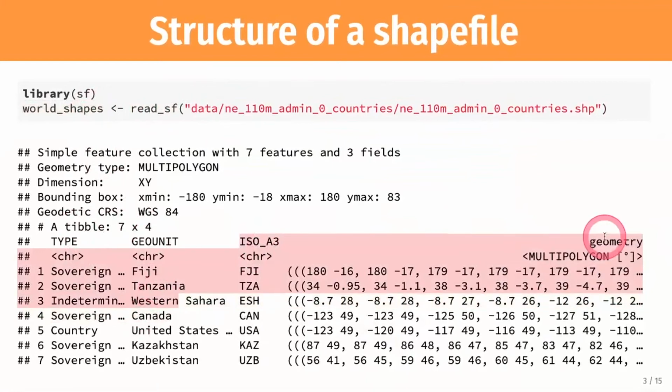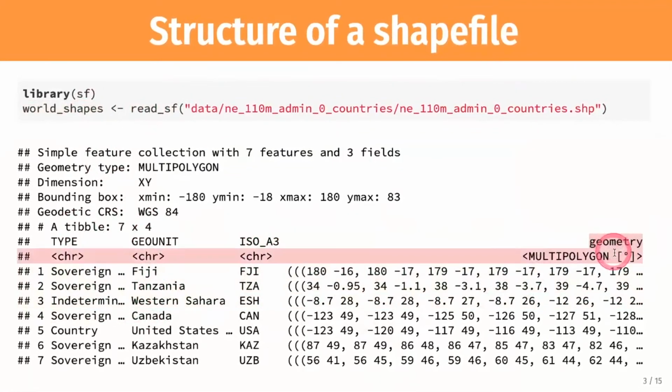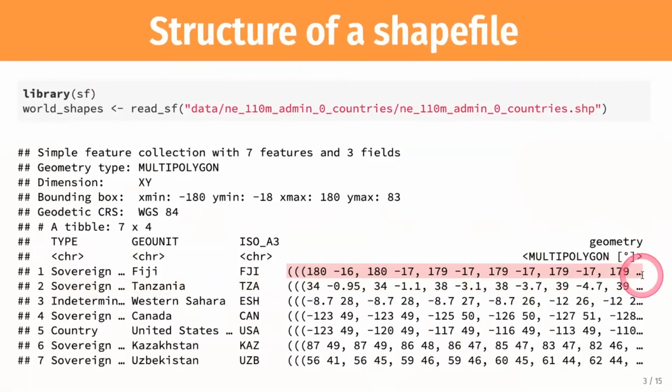But there's this magical column at the end called geometry. And if you look at it, it looks completely different from regular data. That's because this is the geographic data itself. This is the WGS 84 projection. This is what Google Maps uses. This is the standard -180 to 180 degrees latitude longitude system.